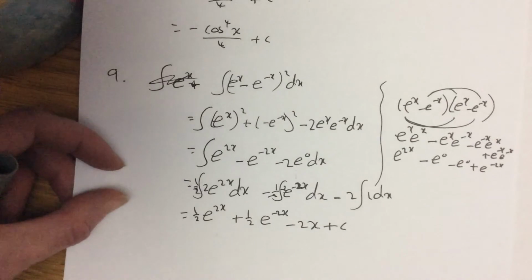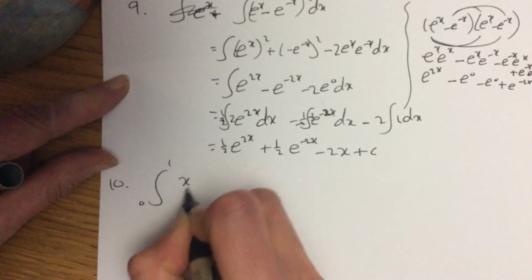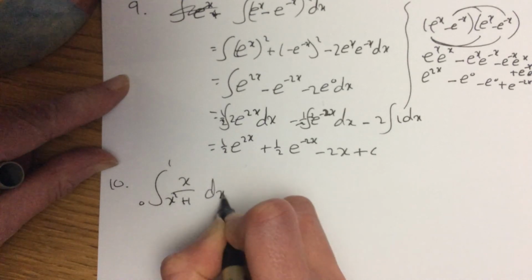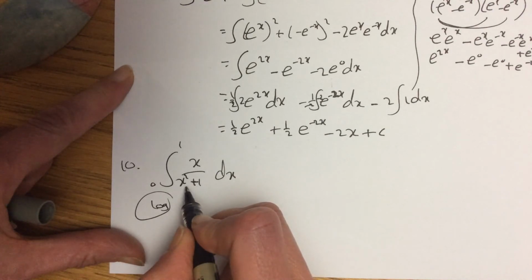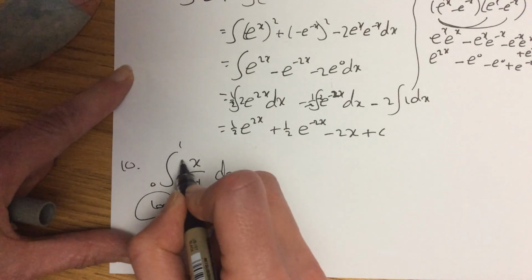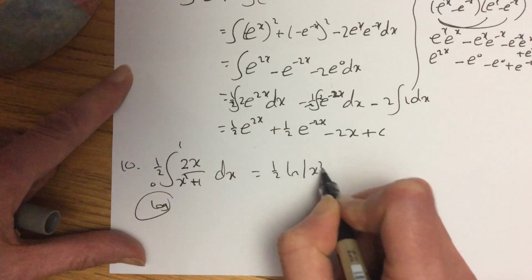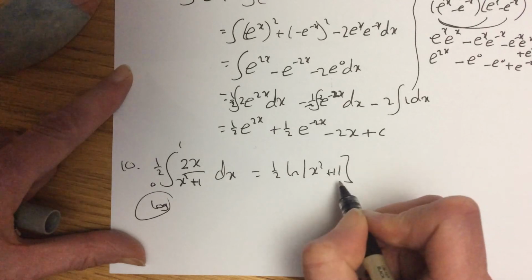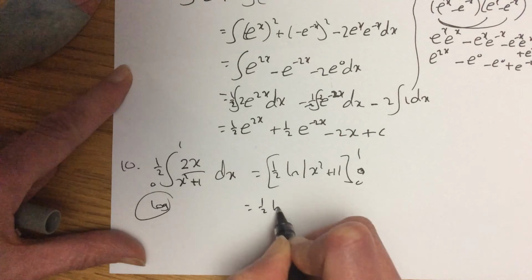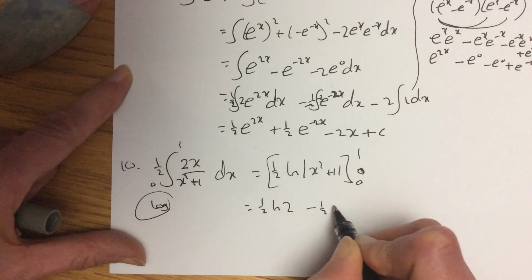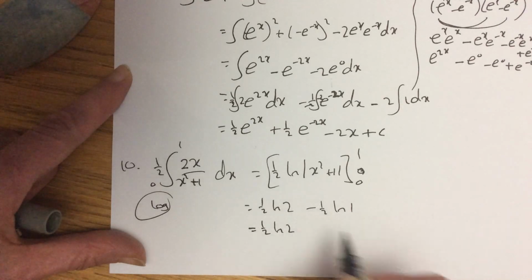Okay, last one, number 10. So we get 0 to 1 x over x squared add 1 dx. So it's a log type one. The derivative of the bottom is 2x. I needed 2 up here, so pop your 2 in and balance outside. So now I can log the bottom line. This one's got limits, so it's 1 and 0. So you just sub in your 1 and sub in your 0. Remember, log 1 is 0, so that gives you half log 2.